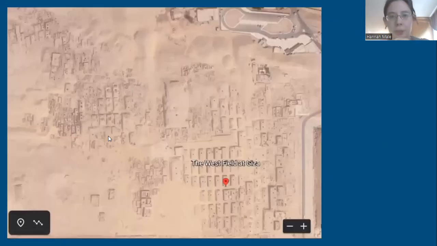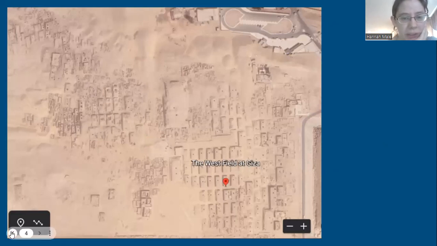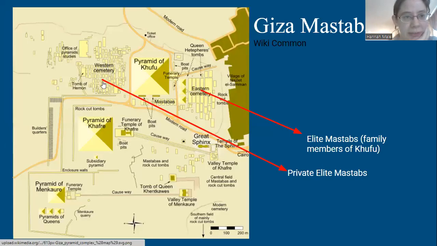So this is from Google Earth, and it's just showing you that Giza plateau from the air, or at least a good chunk of it. So these images here, these are the different mastabas that are scattered throughout the plateau. And then this is that west field. So in the map, it's this chunk here.